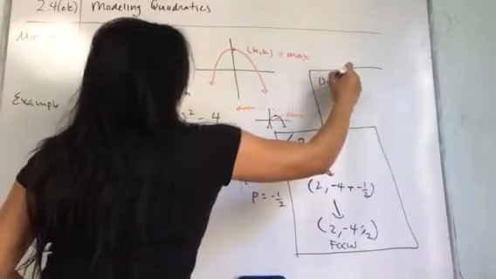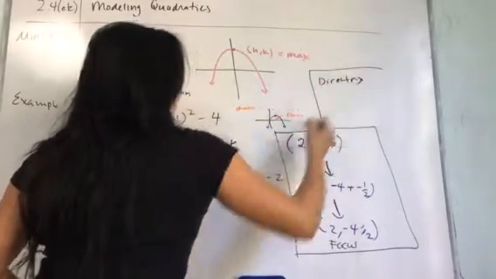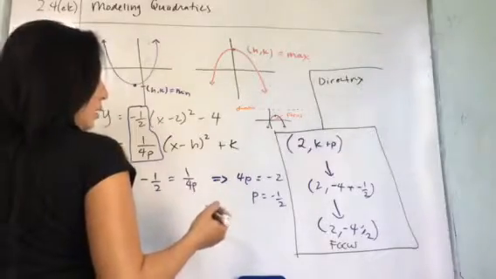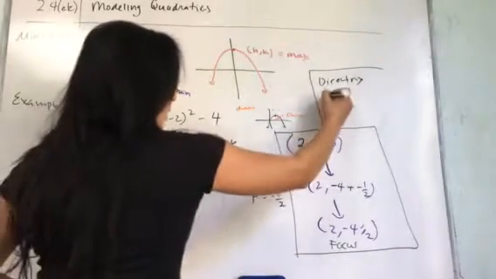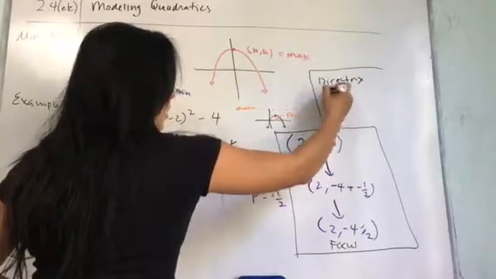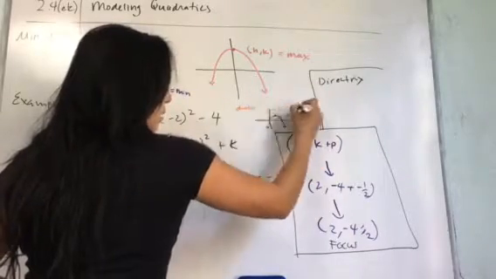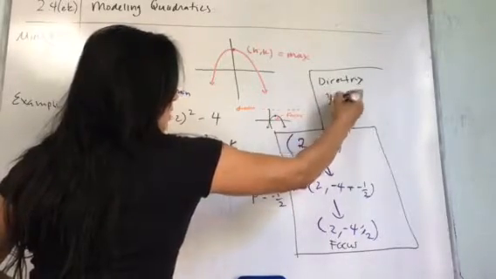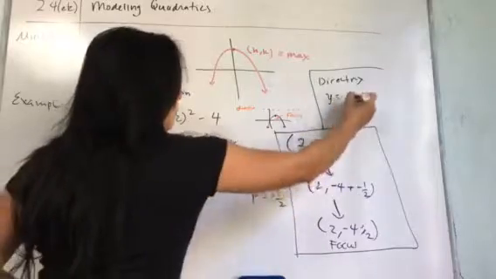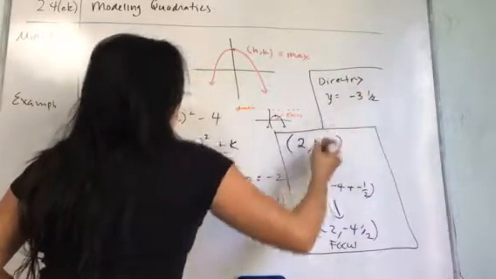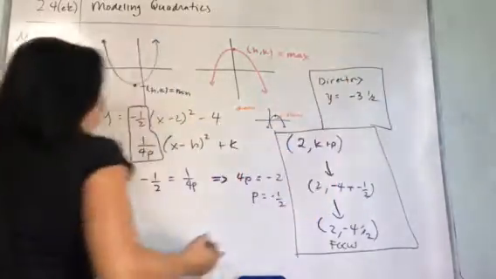The directrix is going to be right here. So it's going to be y is equal to -3.5. All right.